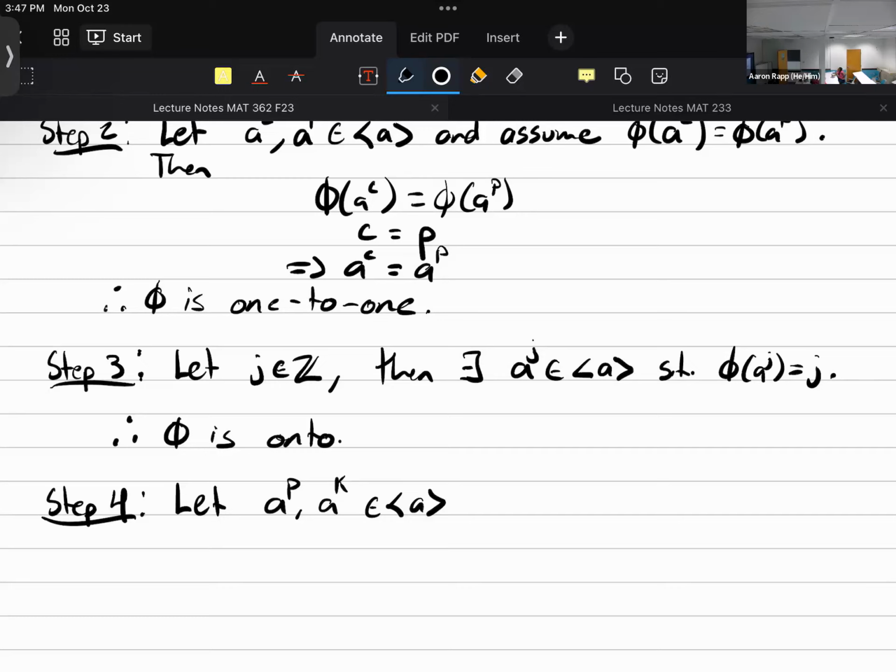So if I choose anything in there, my goal is to show that v of a to the p times a to the k is equal to v of a to the p times v of a to the k. I'll just bring it down to 1.